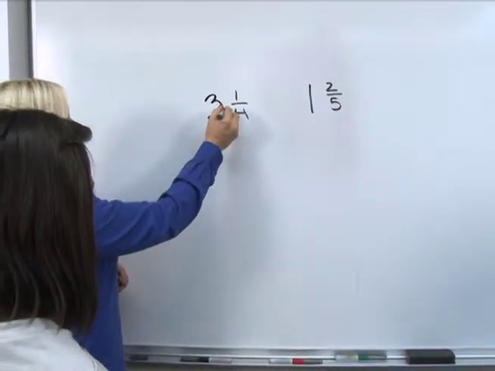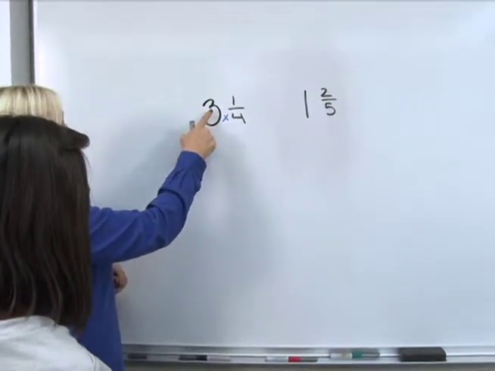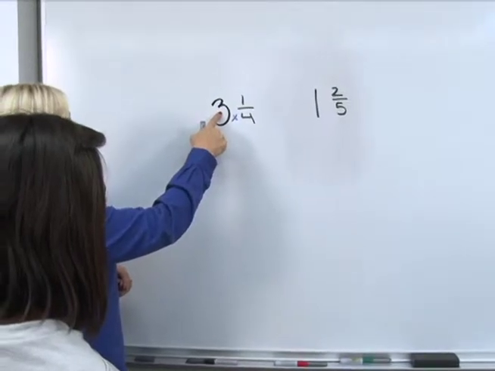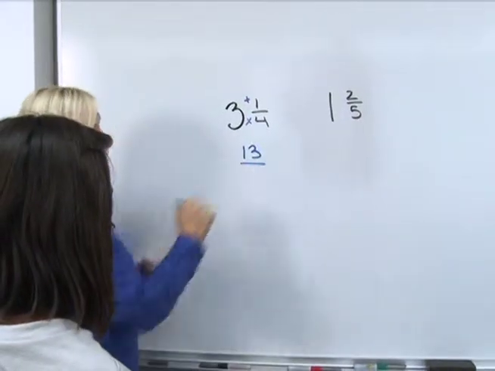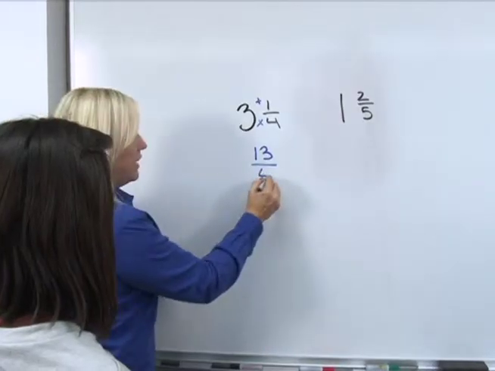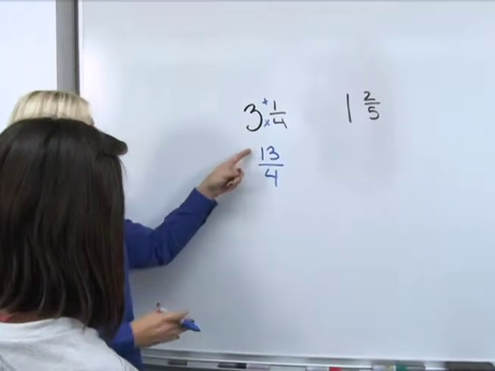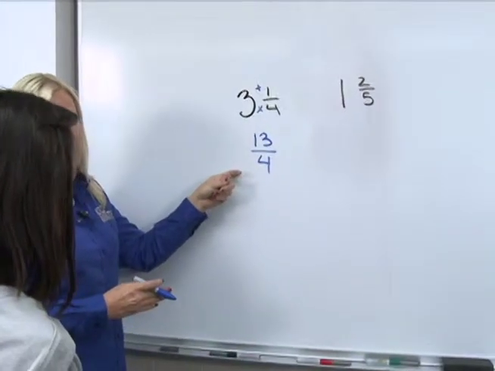The first thing you want to do is multiply the denominator times the whole number, which is 12, and then you want to add the numerator, okay? So that gives me 13, and you're always going to write it over the 4. Now this is improper because the numerator is larger than the denominator. So we just changed this to an improper fraction.